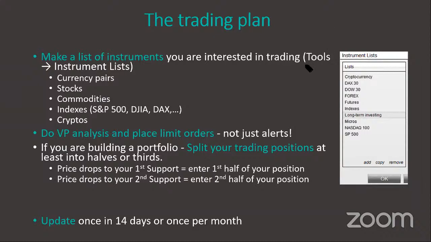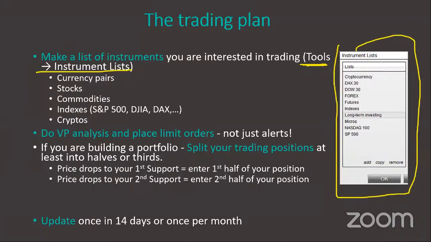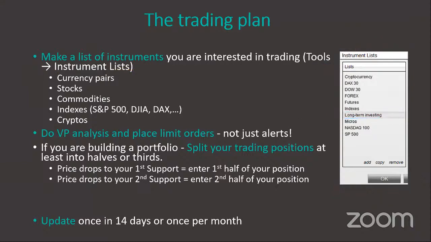So in NinjaTrader, you go to Tools, Instrument Lists. It will look like this. You can create a list like I did in here, which says long-term investing. And you just save all those trading instruments there. So create a list. The second step is do volume profile analysis and place limit orders.